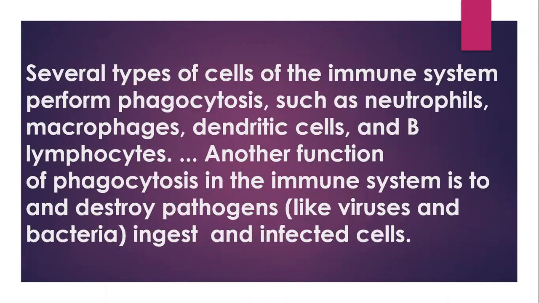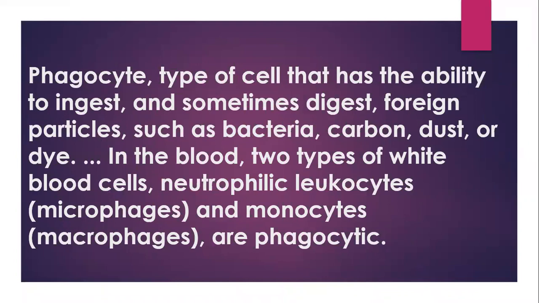Several types of cells of the immune system perform phagocytosis, such as neutrophils, macrophages, dendritic cells, and B lymphocytes. Another function of phagocytosis in the immune system is to destroy pathogens like viruses and bacteria and ingest infected cells. Phagocytes are cells that have the ability to ingest and sometimes digest foreign particles such as bacteria, carbon, dust particles, and dyes. In the blood, two types of white blood cells, neutrophilic leukocytes, that is microphages, and monocytes, that is macrophages, are phagocytic, meaning they perform phagocytosis.